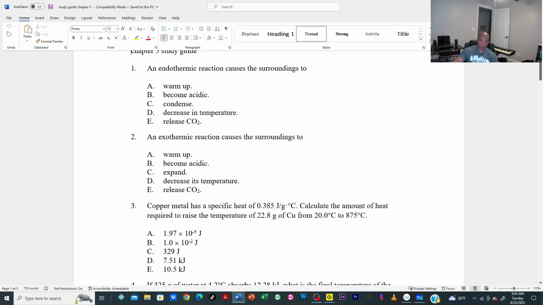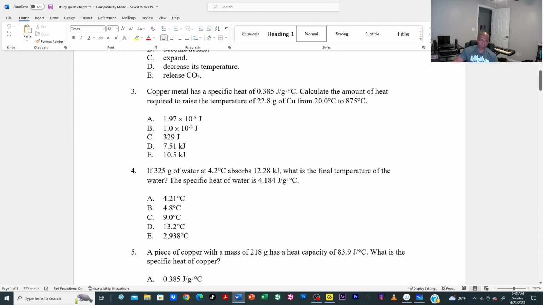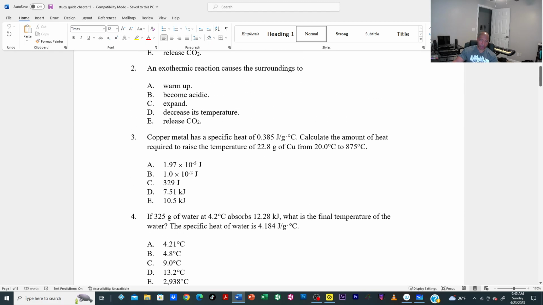Number two, an exothermic reaction causes the surroundings to warm up. Of course, that's what the answer is going to be, warm up. So the answer to number two is, of course, A. Of course, you could see that from the answer key at the bottom of the study guide.